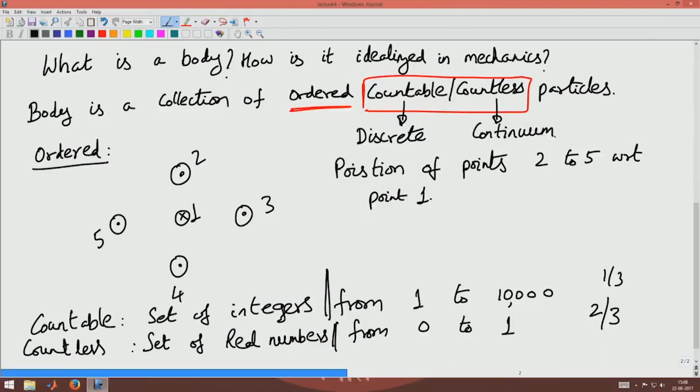So, in particular we will model it as a set of 3 real numbers. A body will be mapped onto a set of 3 real numbers. So, this is a physical representation of the body.